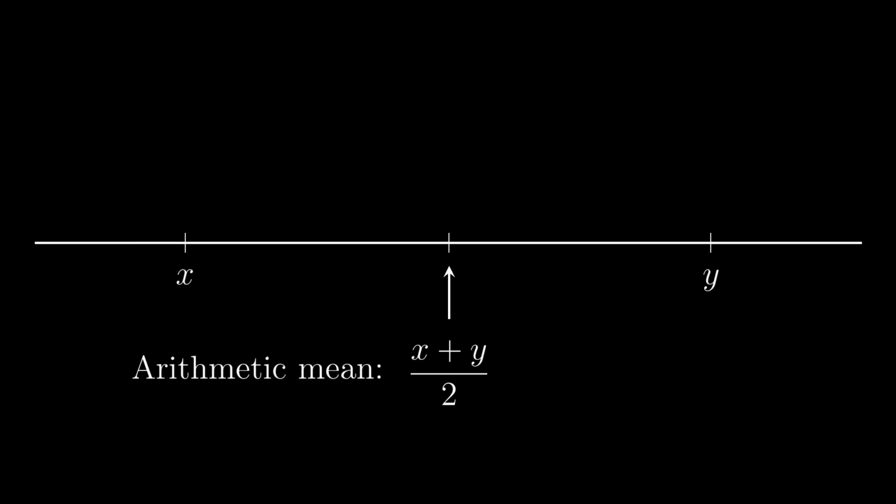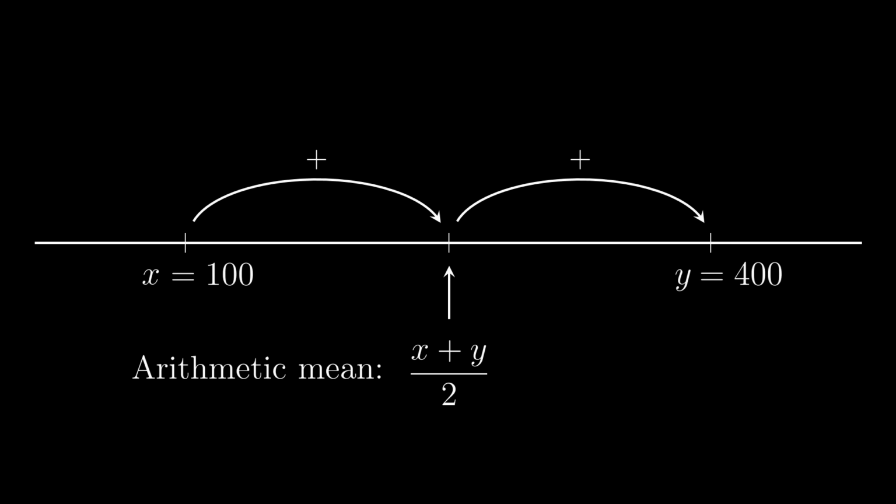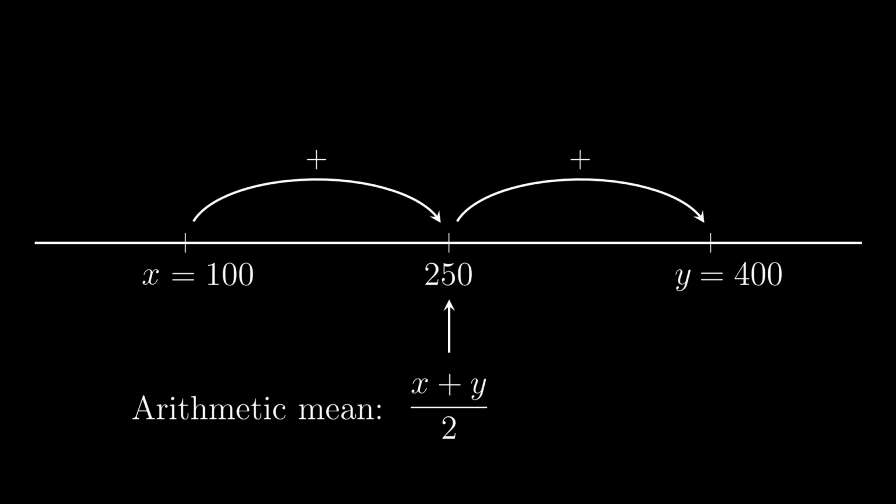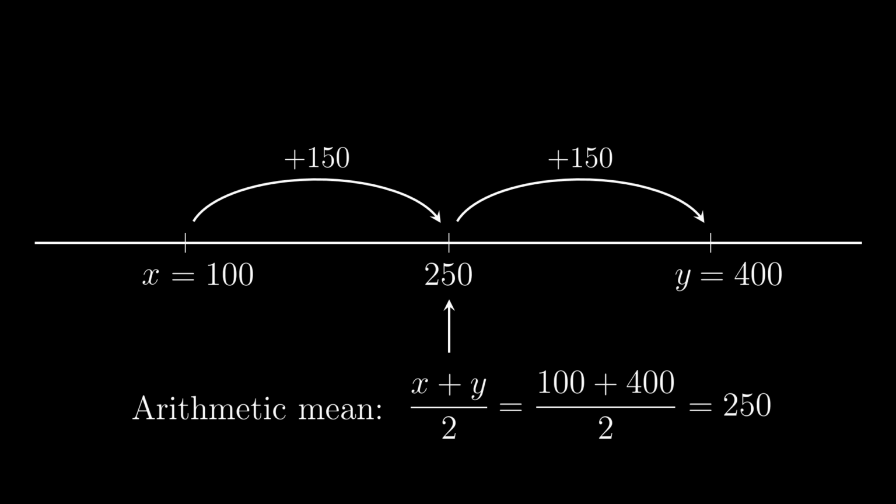And we use it when we measure distances through differences, through how much we need to add to the point on the left to get to the point on the right. For example, if x equals 100 and y equals 400, their midpoint is 250. We need to add 150 to get from 100 to 250, and the same number, 150, to get from 250 to 400. And indeed, 250 is the usual average of 100 and 400.